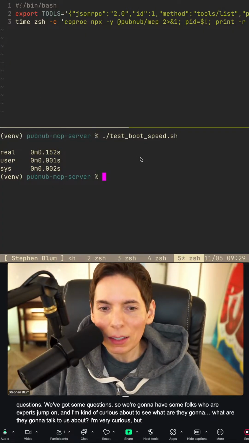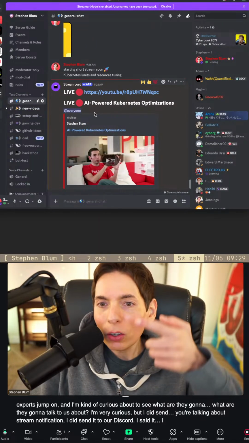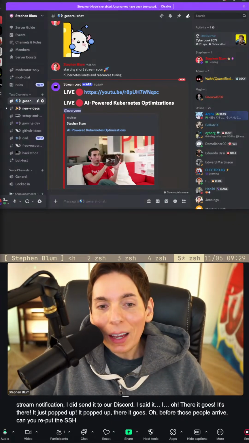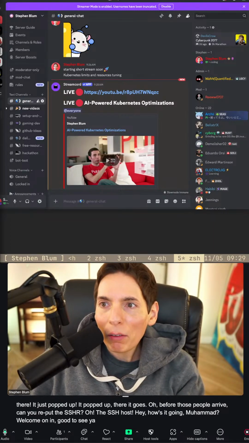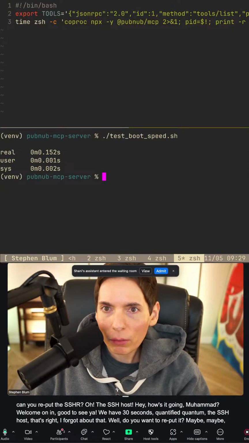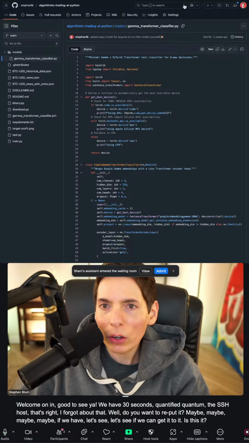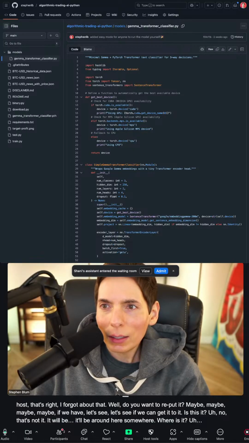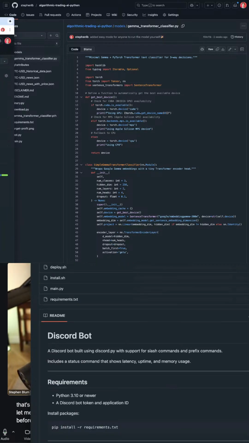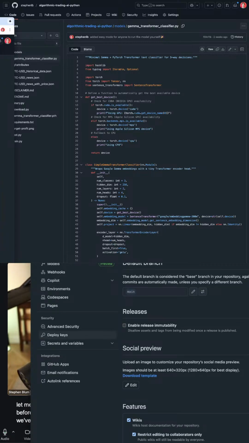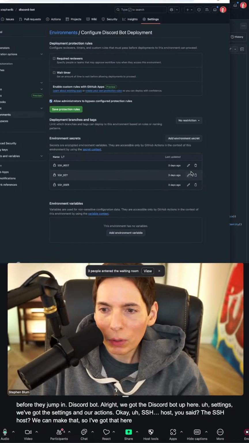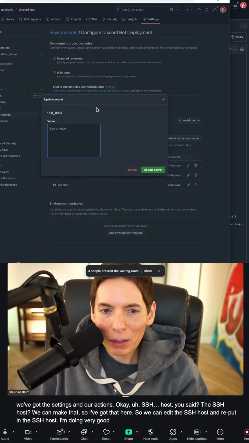I'm very curious. But I did send it to our Discord. There it goes. It just popped up. Oh, before those people arrive, can you re-put the SSH host? Oh, the SSH host. Hey, how's it going, Mohammed? Welcome on in. Good to see you. We have 30 seconds, Quantified Quantum, the SSH host. That's right, I forgot about that. Maybe we can get to it. Is this it? No, that's not it. It'll be around here somewhere. Repositories before they jump in. Discord bot, all right, we got the Discord bot up here. Settings and our actions. Okay, SSH host. We can edit the SSH host and re-put in the SSH host. I'm doing very good, Mohammed. Glad to see you here.